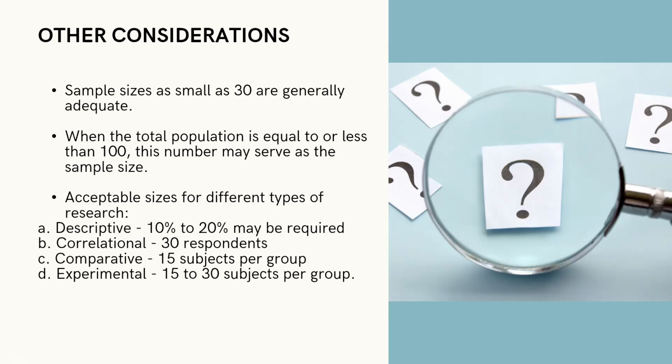Of course, researchers often conduct a census where every member of the population is included in the study. Next assumption is the acceptable sizes for different types of research. For descriptive, 10% to 20% of the population may be required. For correlational, that will be 30 respondents. Comparative will be 15 subjects per group. And for experimental, we can have 15 to 30 subjects per group.